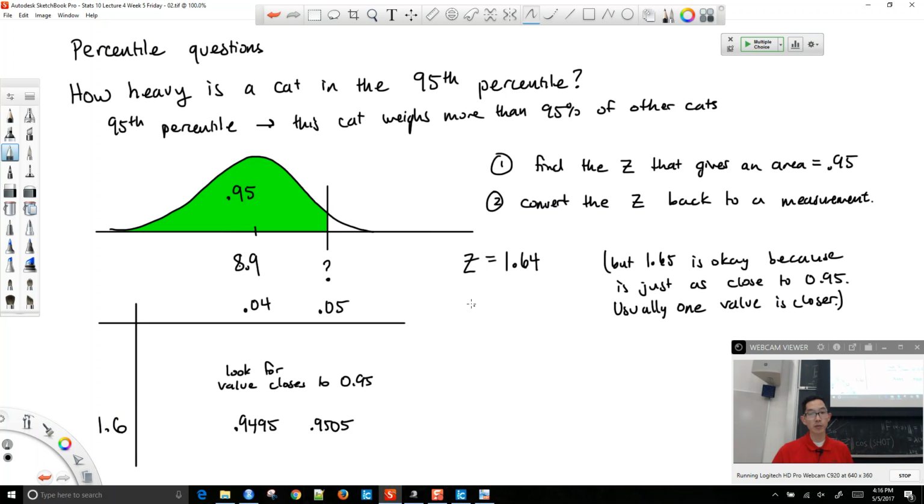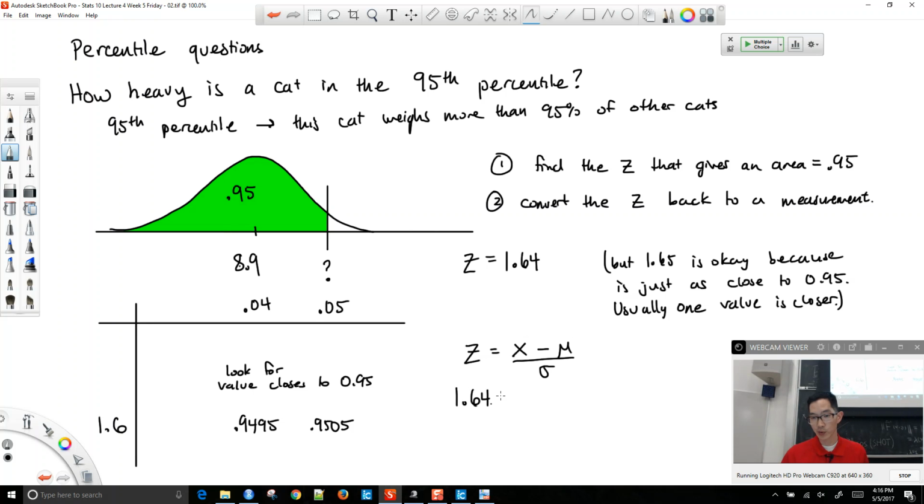Okay, so I got z is equal to 1.64. That is the value that gives me an area pretty much equal to 0.95. Okay, so now that I have z is equal to 1.64, we're going to convert this back to a measurement, x.